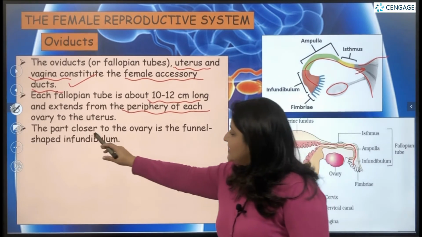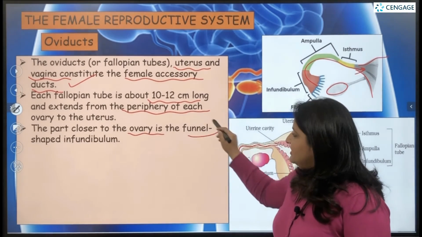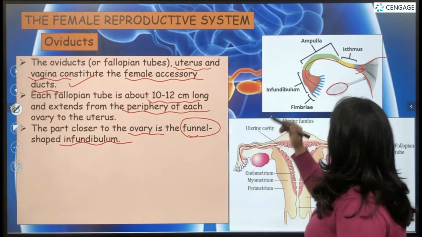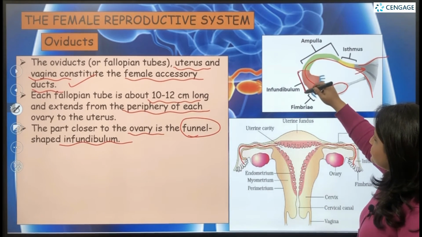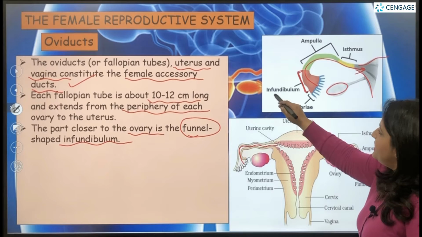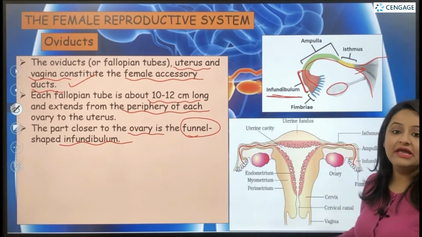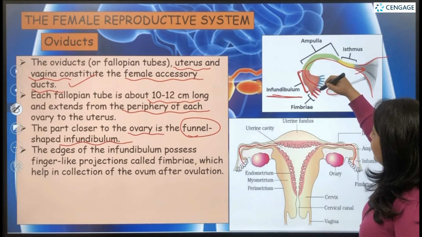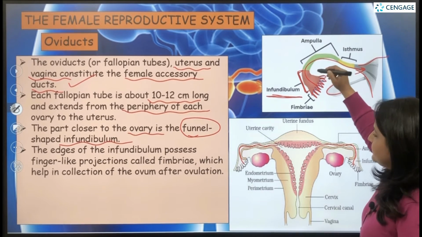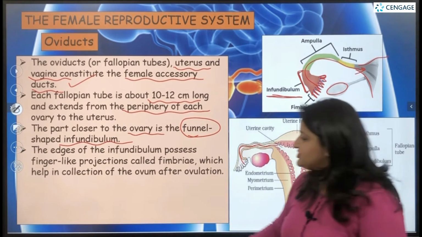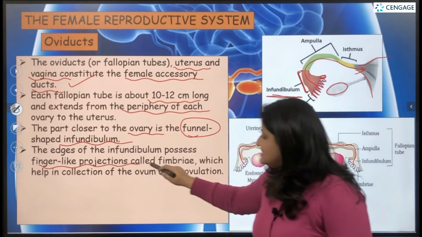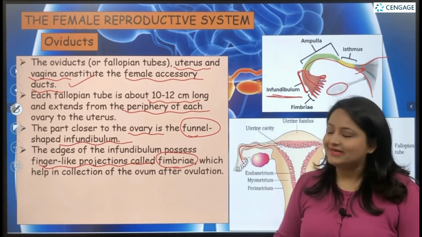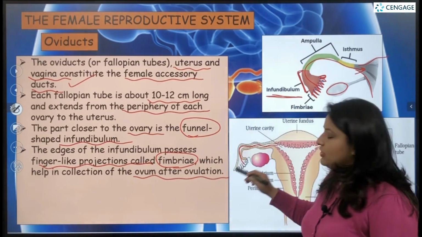The part which is present closer to the ovary is a funnel shaped structure and it is known as the infundibulum. We can see over here this funnel shaped structure which is present very near to the ovary. This part is known as the infundibulum. And the edges of infundibulum are extended in this way, having finger-like projections. These are known as the fimbriae. It is the fimbriae which help in collecting the ovum after the ovulation.